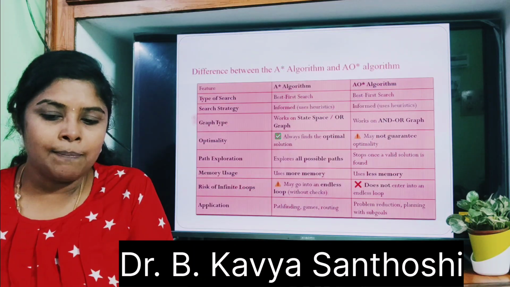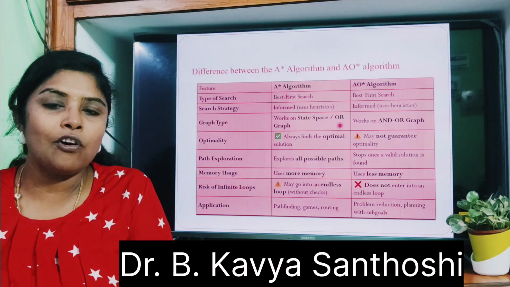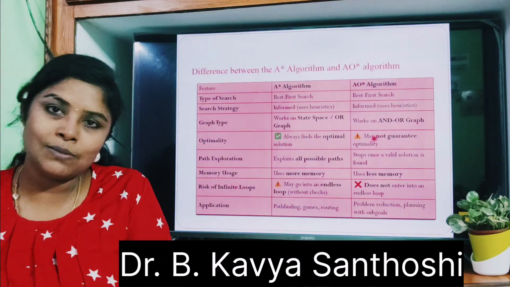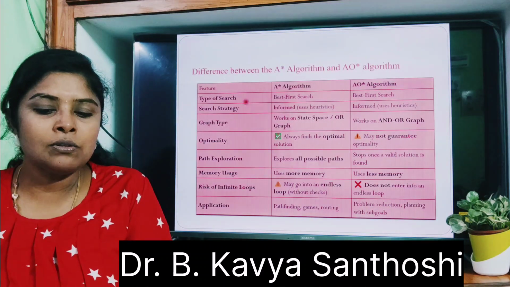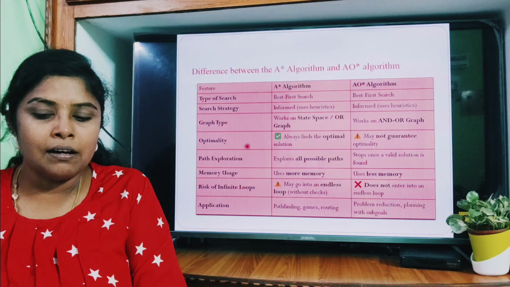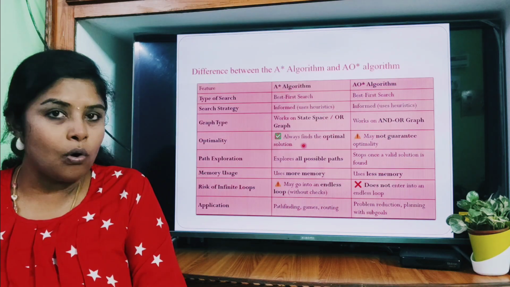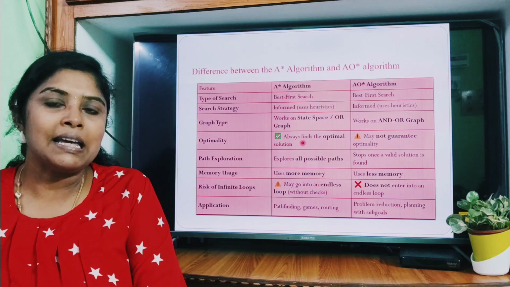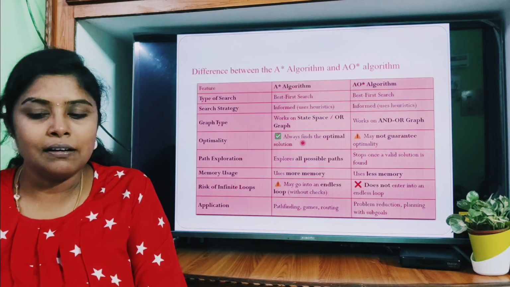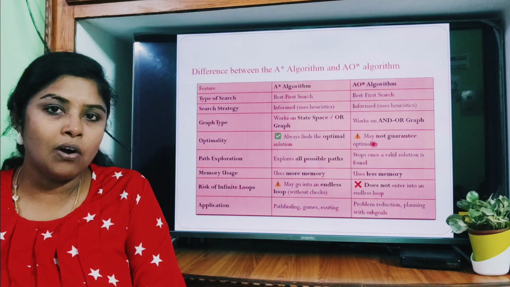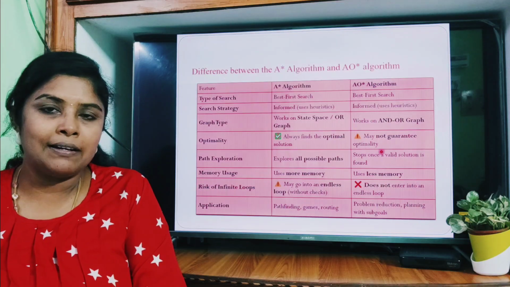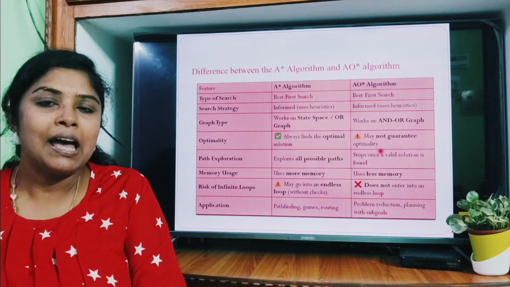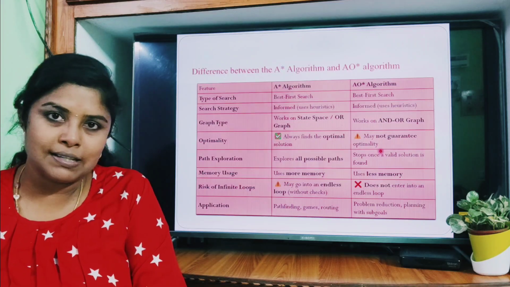Coming to the graph type, A star can be used only for OR graphs, whereas AO star can be used for OR as well as AND graphs. Coming to the optimality, A star algorithm will always find the optimal solution because it will explore the paths one by one, and AO star algorithm may not always guarantee optimality because while updating the heuristics, the values get changed and we may not always reach the shortest path.